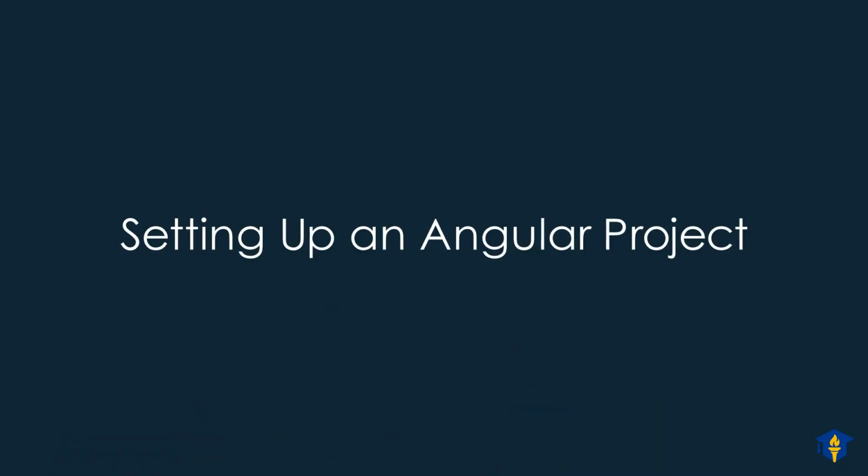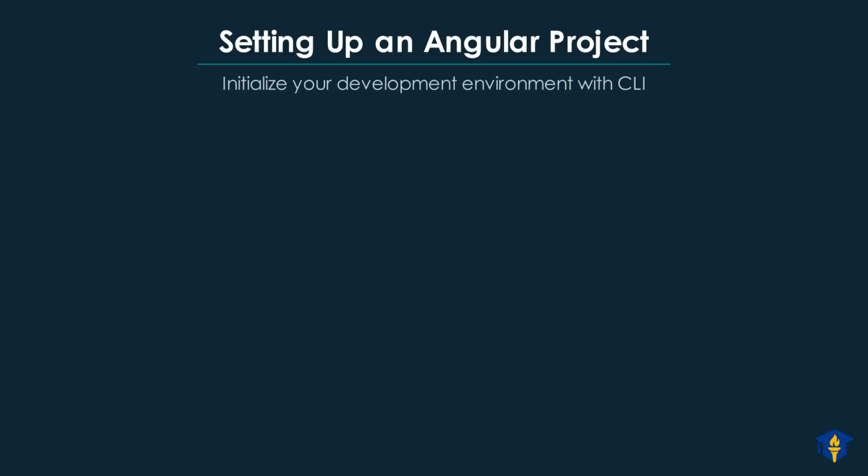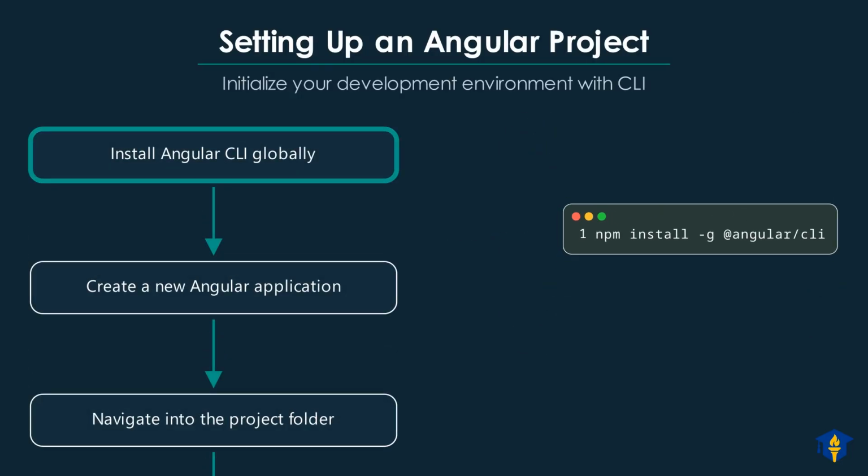Now, let us walk through the steps to set up a new Angular project. We will initialize your development environment efficiently using the Angular CLI. The first step is to install the Angular CLI globally on your system. You can do this by running npm install Angular CLI in your terminal.